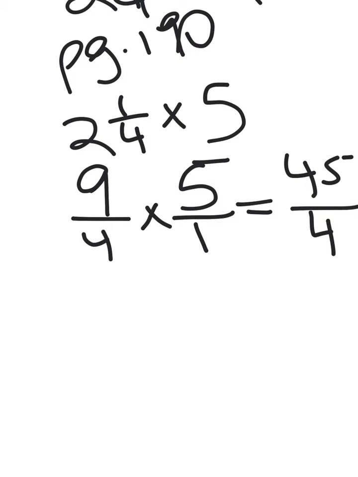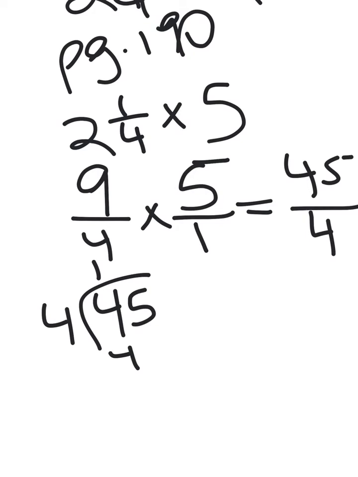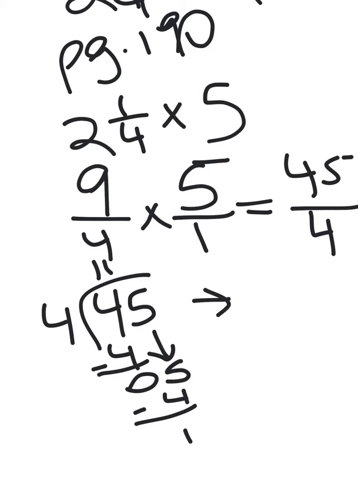45 over 4. Now you go ahead and do your long division and you find out what your mixed number should be. Let's see what our mixed number should be here. We have a quotient of 11, a remainder of 1, and our denominator always stays the same, always stays 4. So our quotient here is 11, which is our whole number in our mixed number. The numerator is the remainder, which is 1, and our denominator always stays the same, 4.